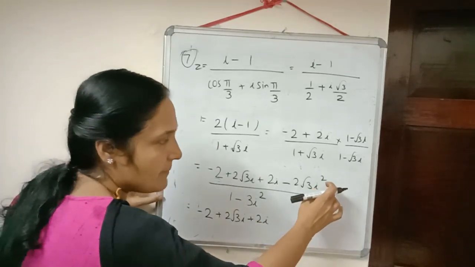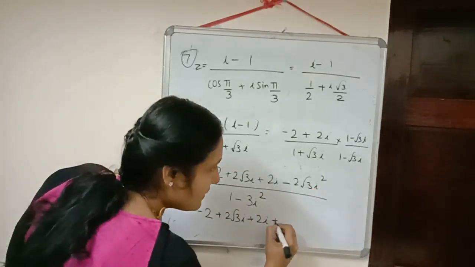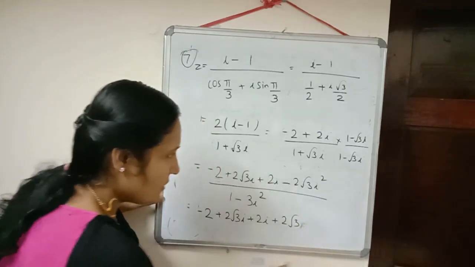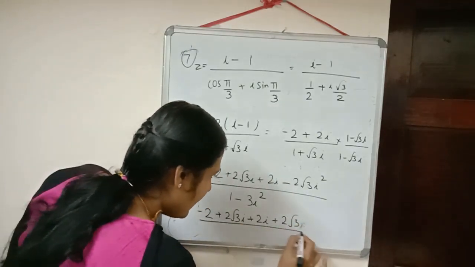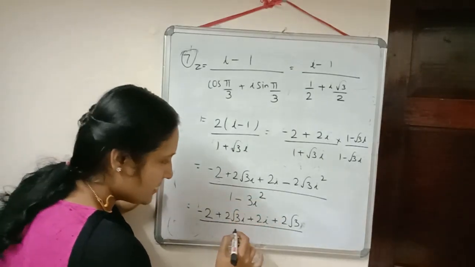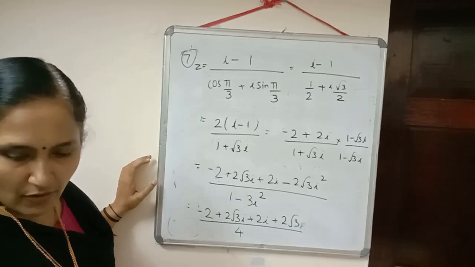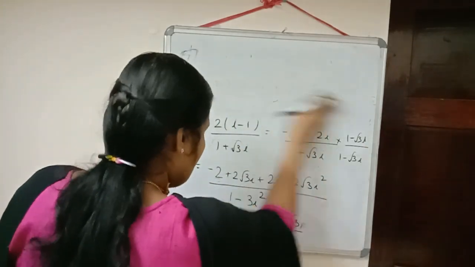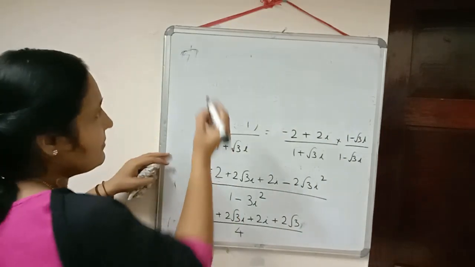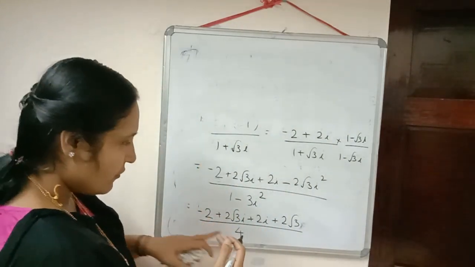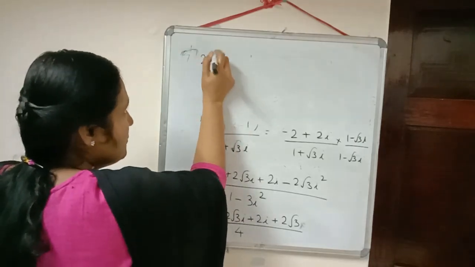i squared is minus 1. So minus into minus will become plus. Plus 2 root 3, i is not there. Plus 2 root 3 by 1. i squared is minus 1, so 1 plus 3, that will come equal to 4. So remaining is, now you can check, we can take 2 common from all, then 4 and 2 we can cancel. So taken 2 common.